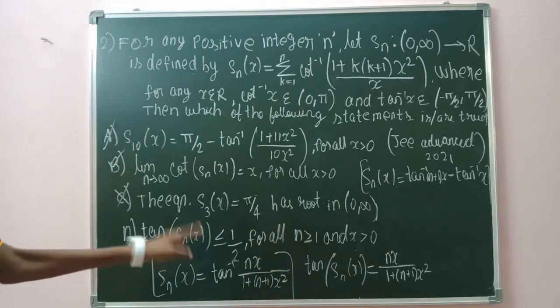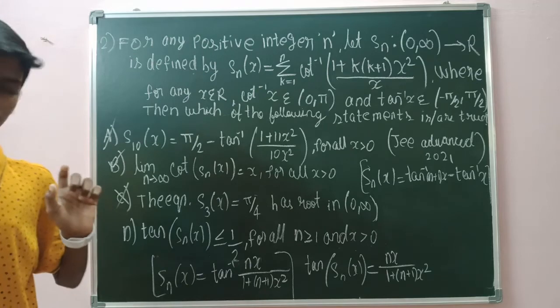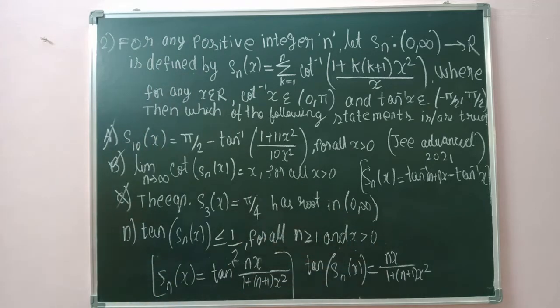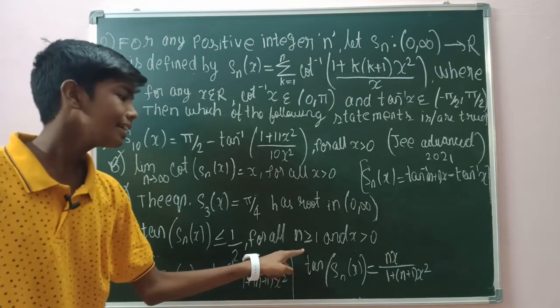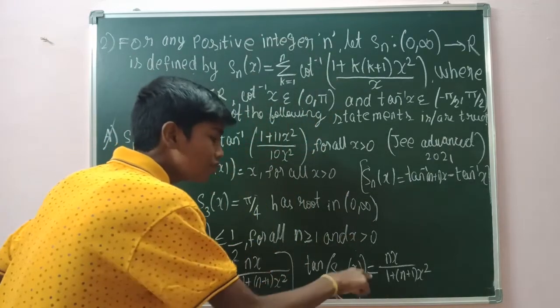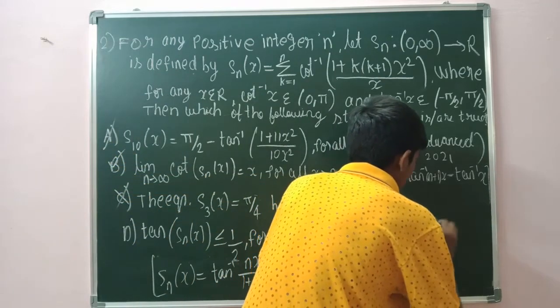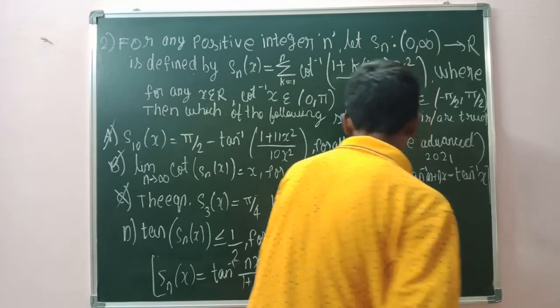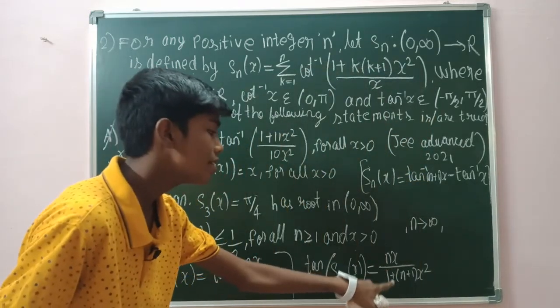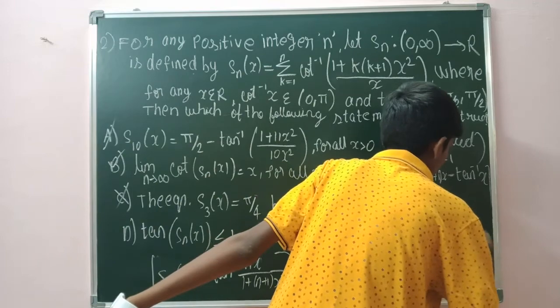So now the question says less than or equal to 1 by 2. Do you think this expression will be always less than or equal to 1 by 2? Of course not. For example, they gave that n is greater than or equal to 1. So let me take your n as infinity. When your n tends to infinity, your tan of Sn of x will be n infinity into x by 1 plus (infinity plus 1) into x square. This will give us 1 by x.